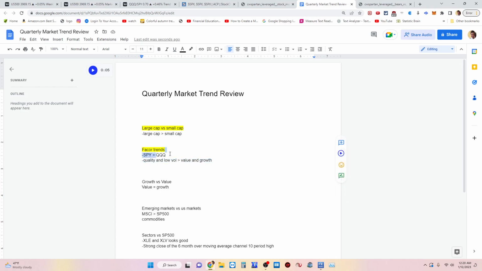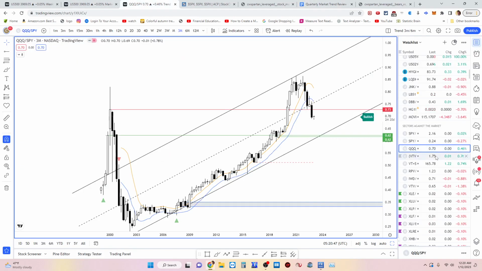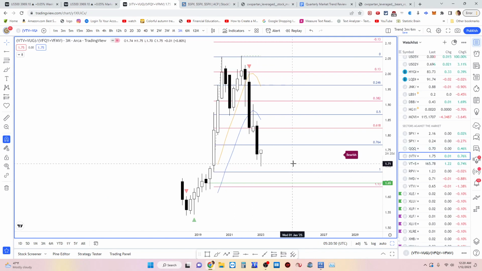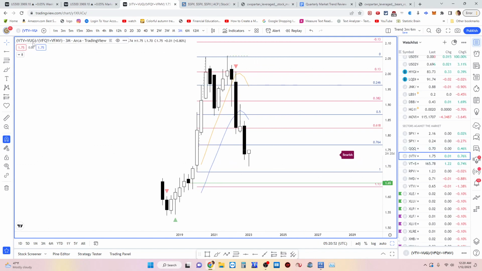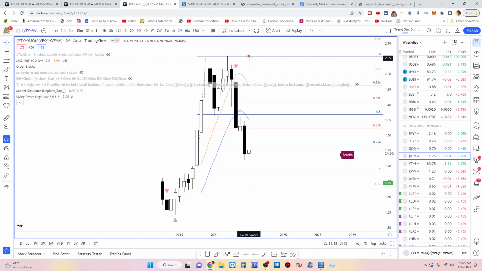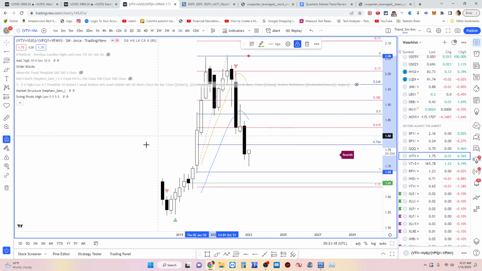So growth is represented by the Qs, quality is represented by the SPY. If we look at the formula of value versus growth, so value and growth combined divided by quality and low vol combined, and when it goes down, it's basically saying that quality and low vol is winning. And we put a fib, maybe put a fib there, if we get the swing pivot high and low, so we got pretty much the swing pivot high correct. If we were to be exact, it's right there.